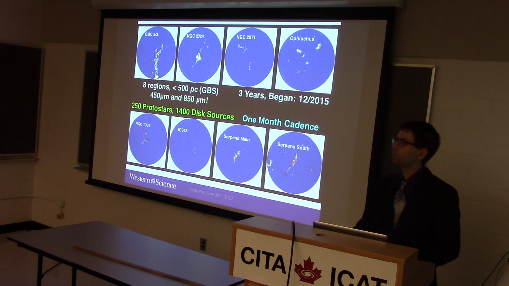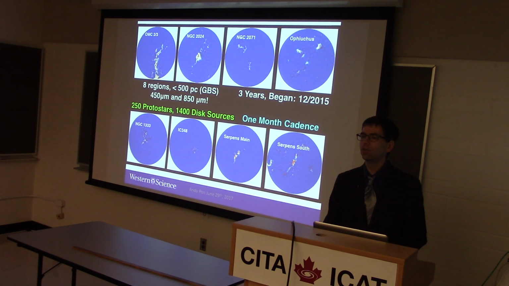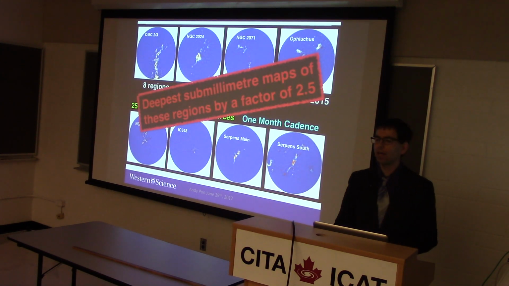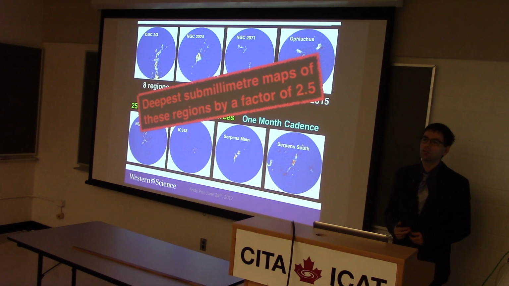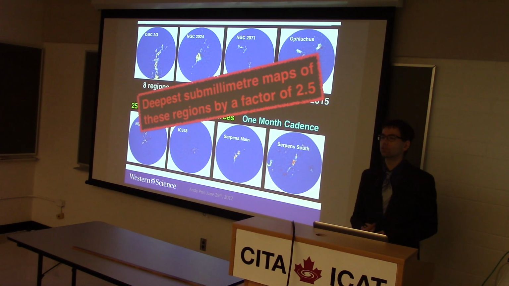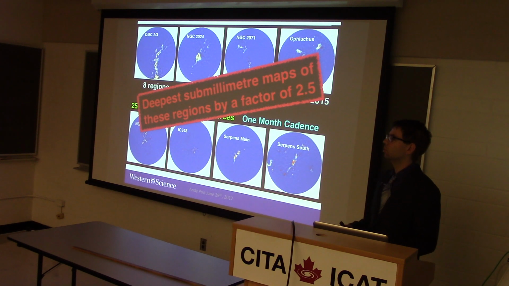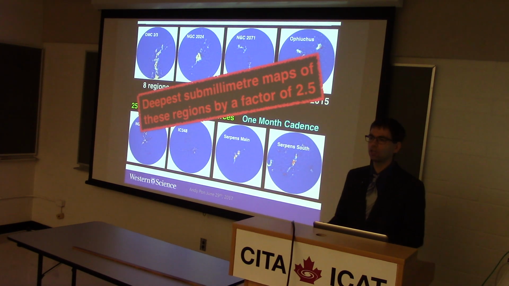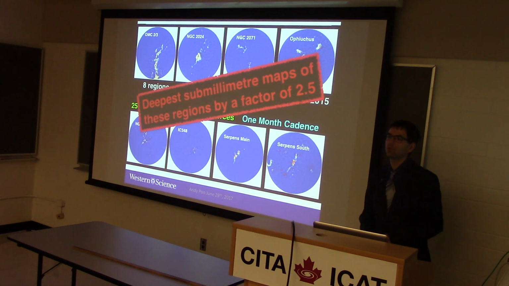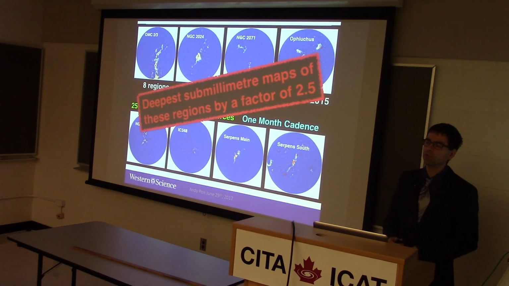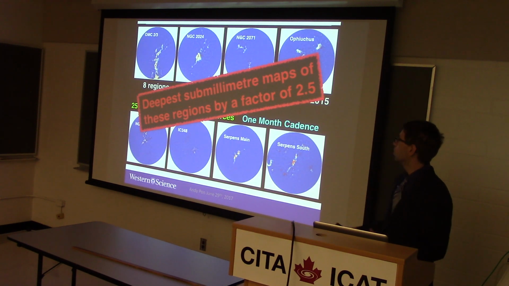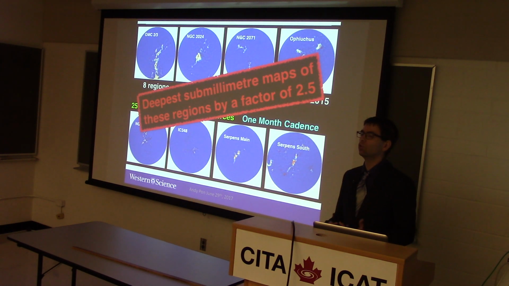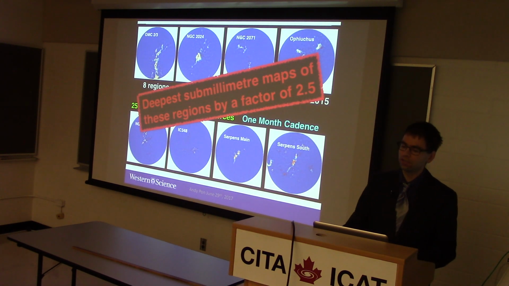I should also point out that when we stack all of this data together, at the end of the 3 years, we are going to have the deepest sub-millimeter maps of these regions by a factor of about 2.5. So at the end of these 3 years, any science that you would want to do with your typical single epoch image of these regions, you're still going to be able to do, and you're going to be able to do it better, because we'll be able to go deeper, or at least with better signal to noise on the objects that are there. So a lot of great science. We've got time domain, and we can do all of the single epoch science that you would normally want to do with this sort of continuum emission.